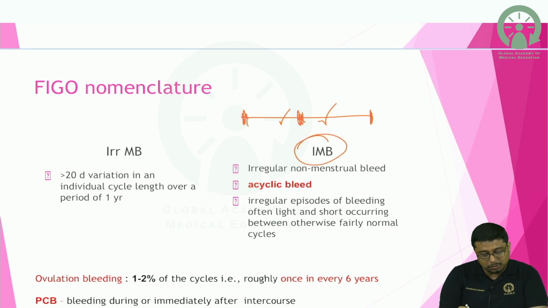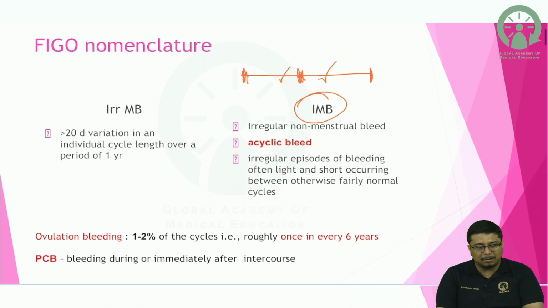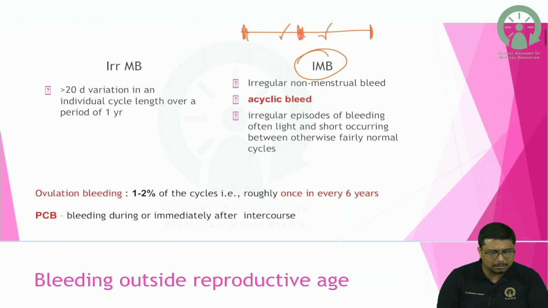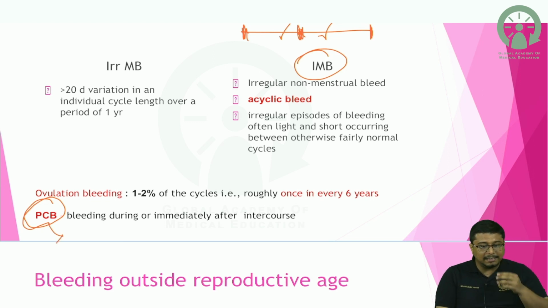So intermenstrual bleeding, previously, was considered as something called metrorrhagia. All those things were known as metrorrhagia, so those terms are gone. Remember PCB, that is postcoital bleeding, is very important, that is bleeding right after intercourse or during intercourse, and this is very important because this is one of the alarming signs for carcinoma cervix.